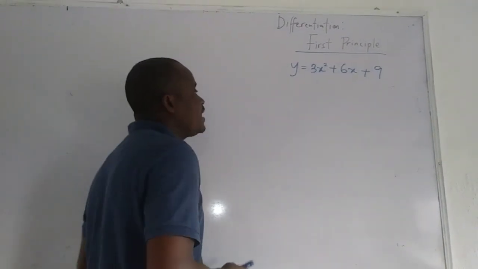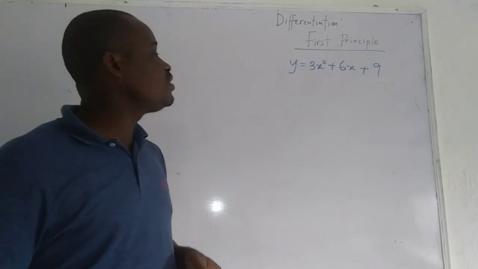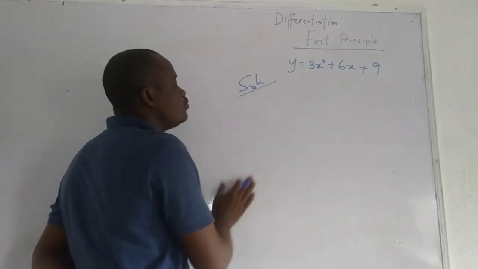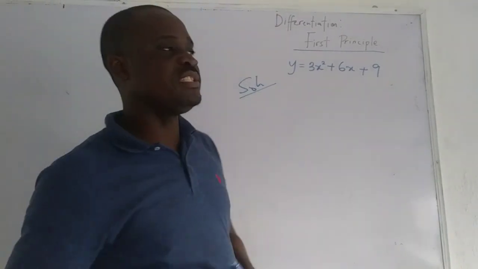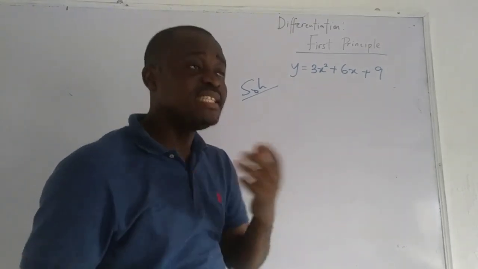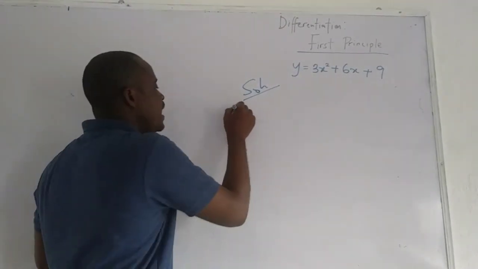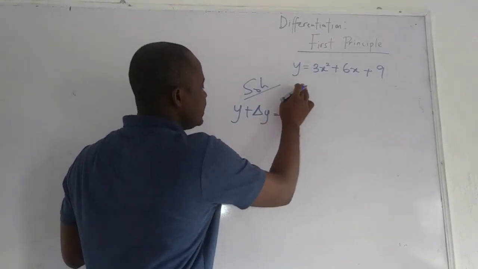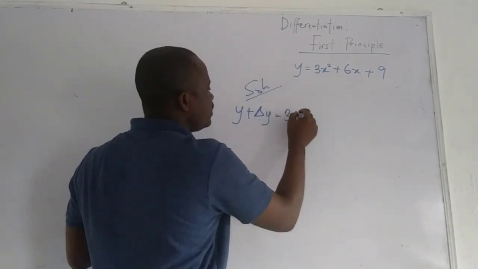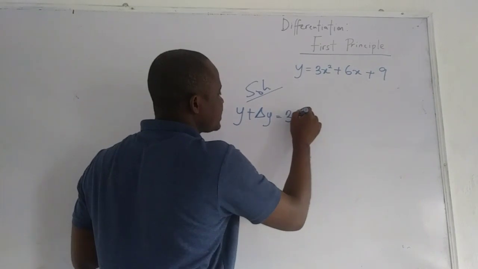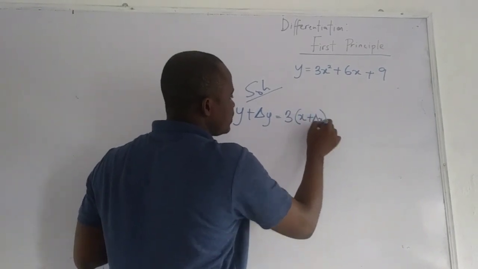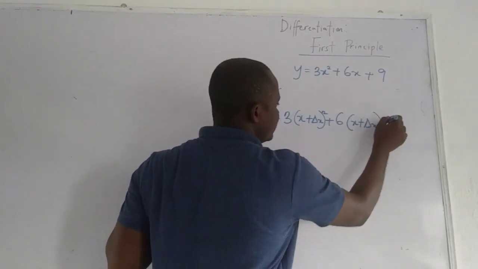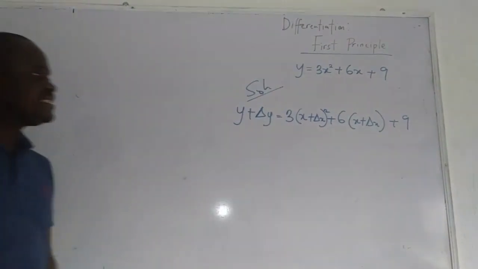The question here is y equals 3x squared plus 6x plus 9. Solve using first principle. So the solution here is the first thing you do, add change in x and change in y. Change in y to the left hand side, change in x to the right hand side. So this will be y plus delta y equals, then this will be what? 3. Then, since it's a square, this will be into brackets x plus delta x all squared plus 6 into x plus delta x, then plus what? 9. So after this is done, what do you do?